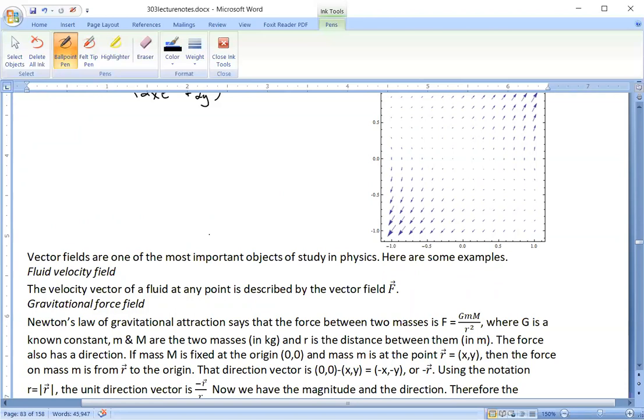Now, obviously, the force also has a direction. So let's talk about what that would be. If we imagine that mass big M is fixed at the origin, 0, 0, and mass little m is at the point x, y, which is just our position vector r, then the force on mass m is from r to the origin. Just do b minus a: 0, 0 minus x, y. So the direction vector is negative x comma negative y, in other words, just the negative of the position vector r.